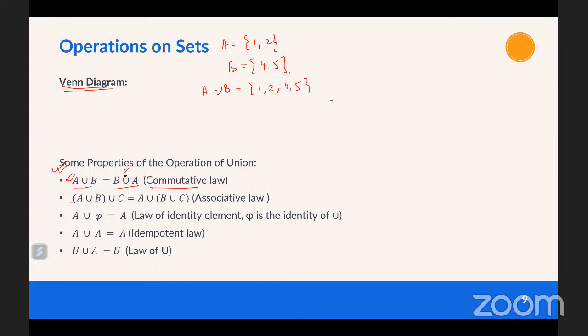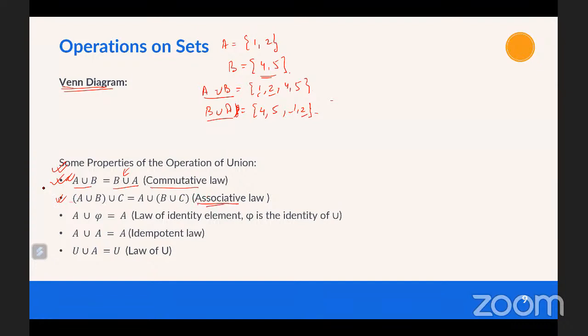Okay. Now we'll do this operation B union A. So we will do first 4 and 5 from the set B, then 1 and 2 from the set A. Now you see the elements of A union B and the elements of B union A are the same. So 1 is here and here, 2 is also here and here, 4 is also there, 5 is also there. So this law just says if you perform A union B, it will be the same as if you perform B union A.